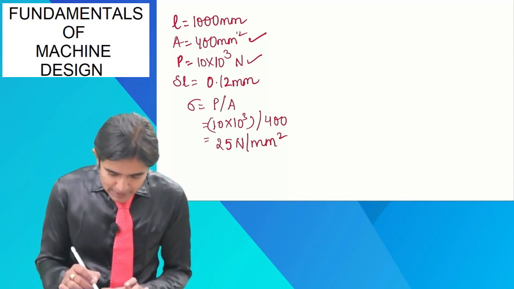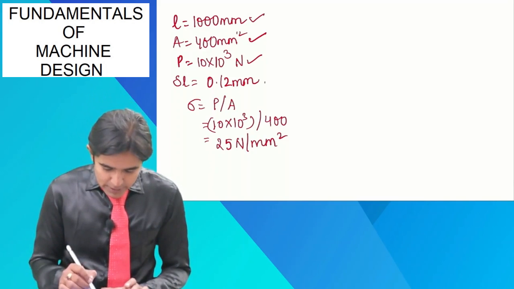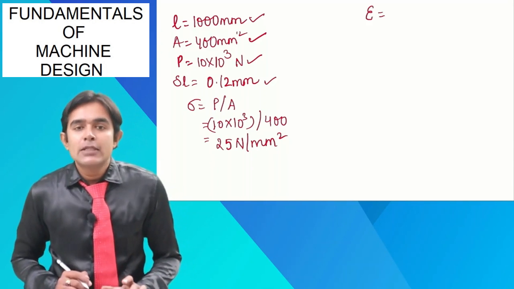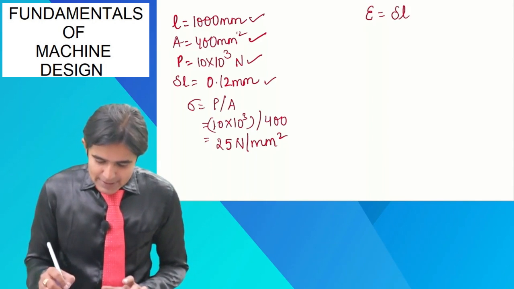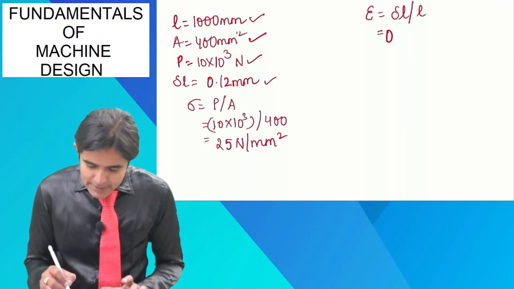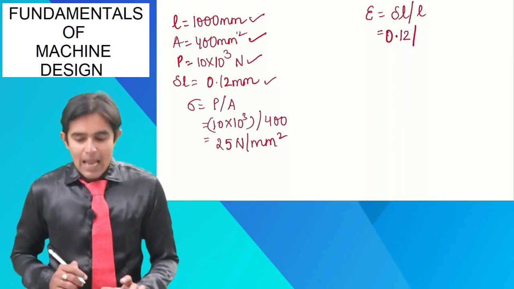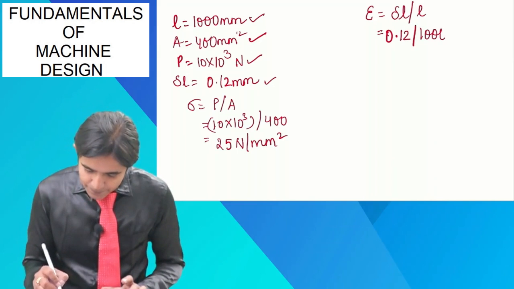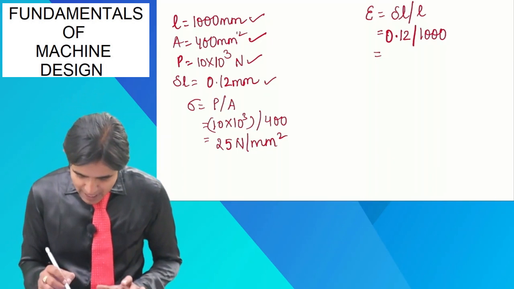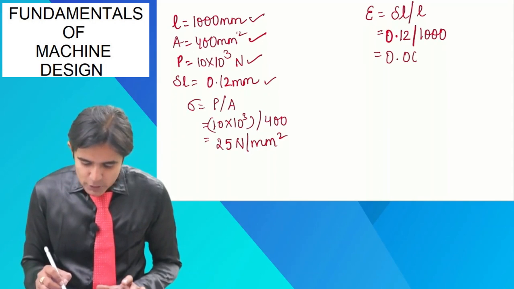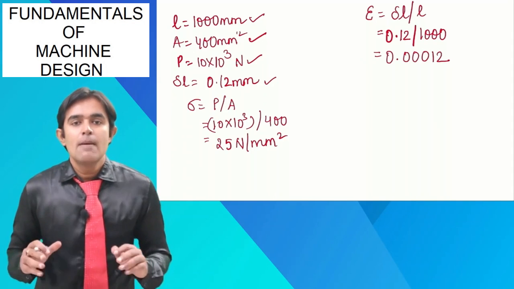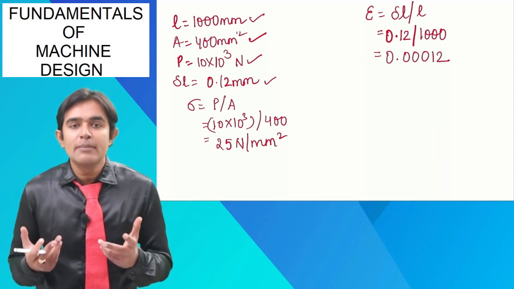In the same way, length is given and extension is also given, so I can easily find linear strain, which is delta L upon L. Delta L is 0.12 and length is 1000 mm. If I do the proper calculations, I'll find this value as 0.00012. I'm not going to write down the unit because strain is a unitless parameter.